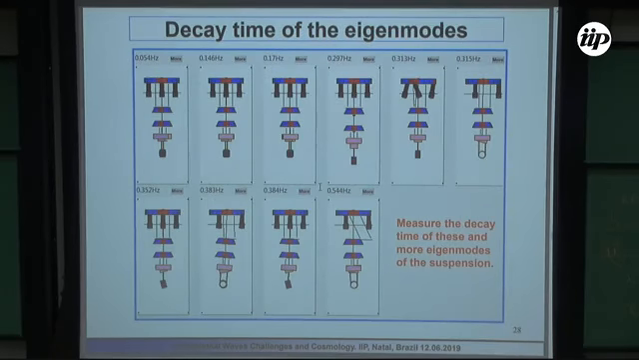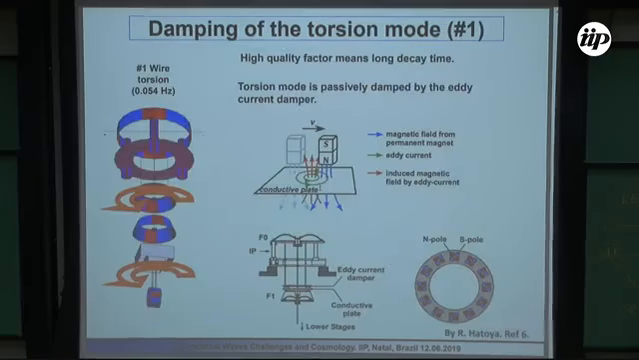Once you have your control loop closed and you think your system is stable, you need to measure the decay time. You need to concentrate on one frequency band, and you need to measure all these decay times. I would like to talk first about the first mode, which is at this frequency of 54 millihertz, and this one has a high quality factor. That means it will have a long decay time.